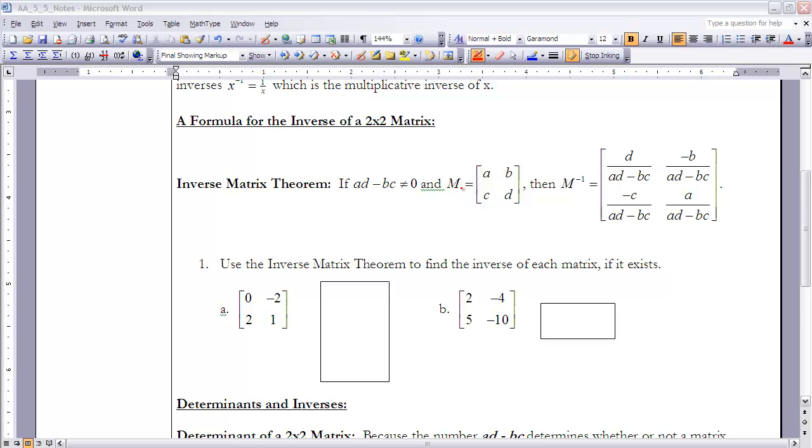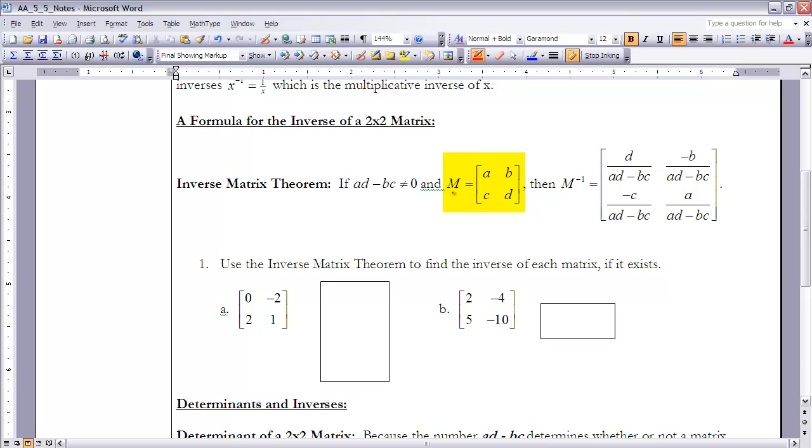Okay, so there's a formula that we can use for finding the inverse of a 2 by 2 matrix. What I'm going to do is use the inverse matrix theorem, and this is what it says. If we have a matrix A, B, C, D, we call it matrix M. In order for there to be an inverse, we first need to know that AD minus BC cannot be equal to 0. If it's equal to 0, there is no inverse.